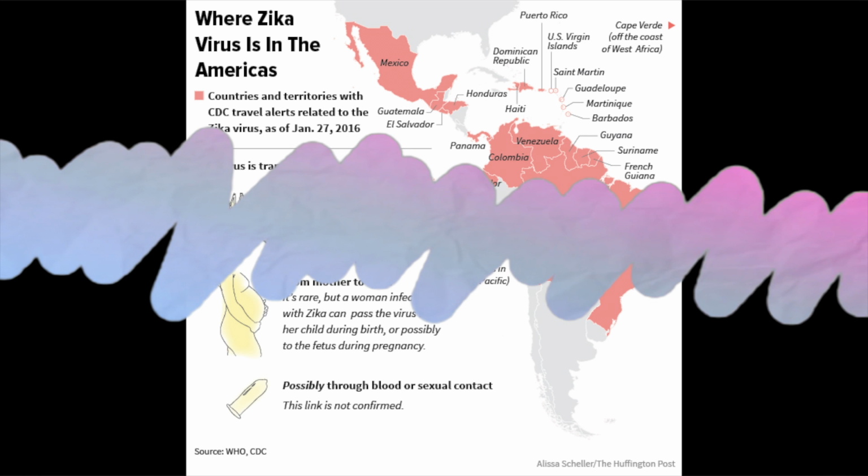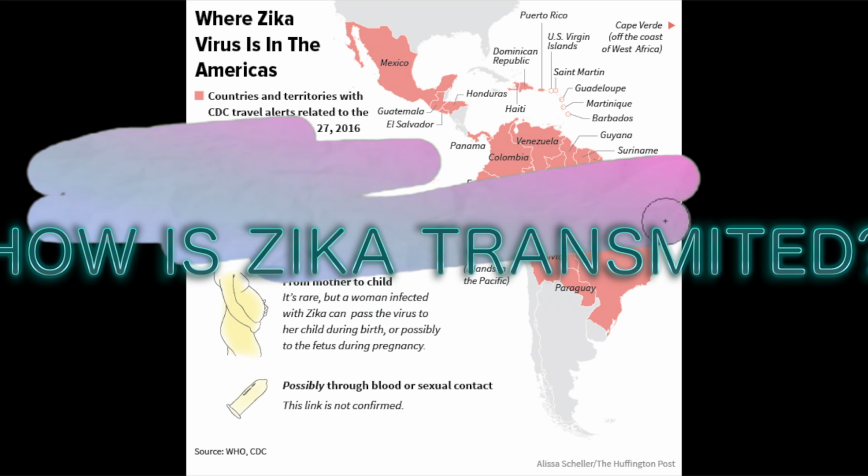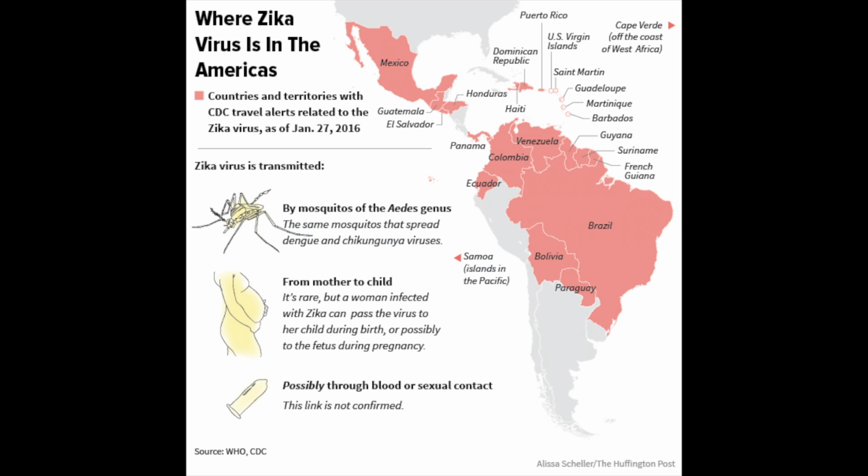The Zika virus can also be transmitted through sexual contact or even from a mother to child. There is also a theory that it can be transmitted through blood transfusions.